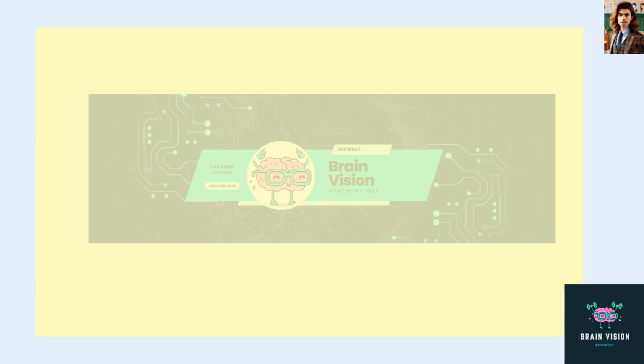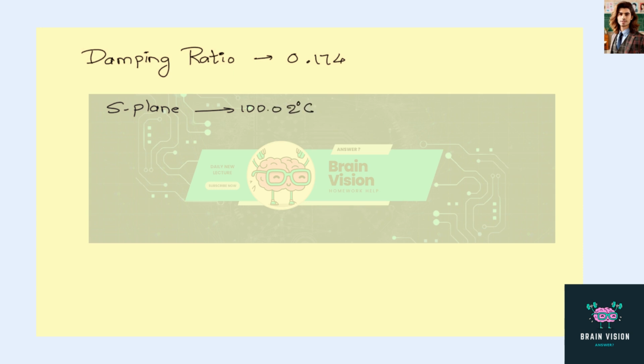We first analyze the uncompensated system and determine the location of the dominant second order poles. So from here we get that the damping ratio is given as 0.174, and it is represented by a radial line drawn from the S plane, which is at 100.02 degrees.